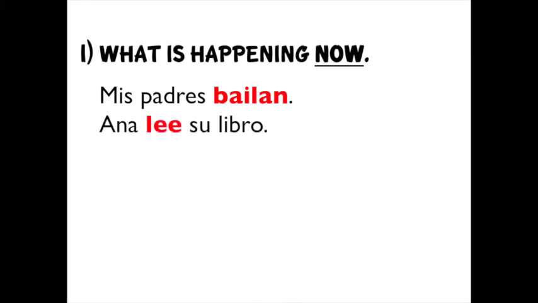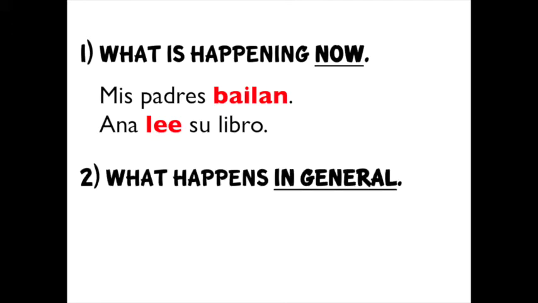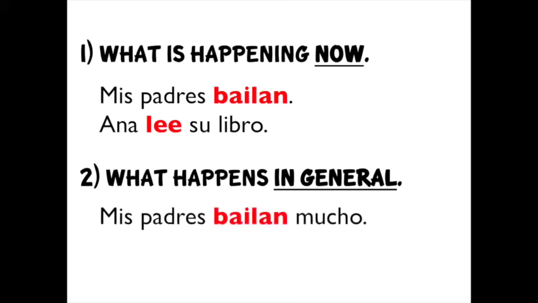So in sentences like, mis padres bailan, means my parents are dancing, or Ana lee su libro, Anna is reading her book. We also use the present tense to describe things which happen in general. For example, mis padres bailan mucho, my parents dance a lot, or Ana lee todos los días, Anna reads every day. So in both sentences, we've got the same verb form, bailan, but it can mean they dance or they are dancing. Lee, she is reading, or she reads.